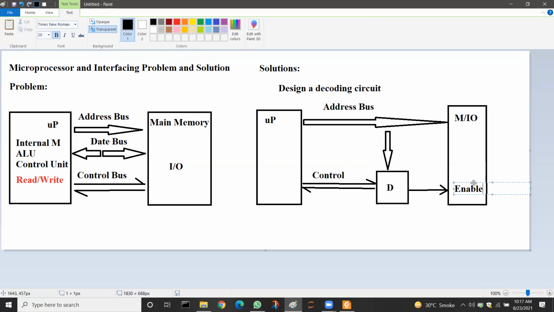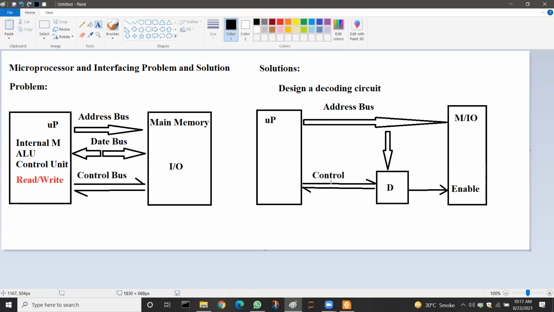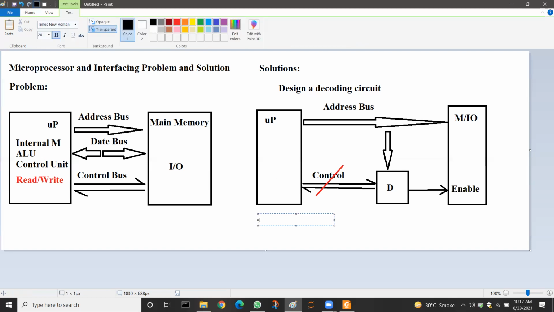We usually ignore this control and we do not consider this component primarily. We only consider the upper component in which the address bus is used. And we design a decoder circuit. And this decoder circuit, D stands for a decoder circuit.